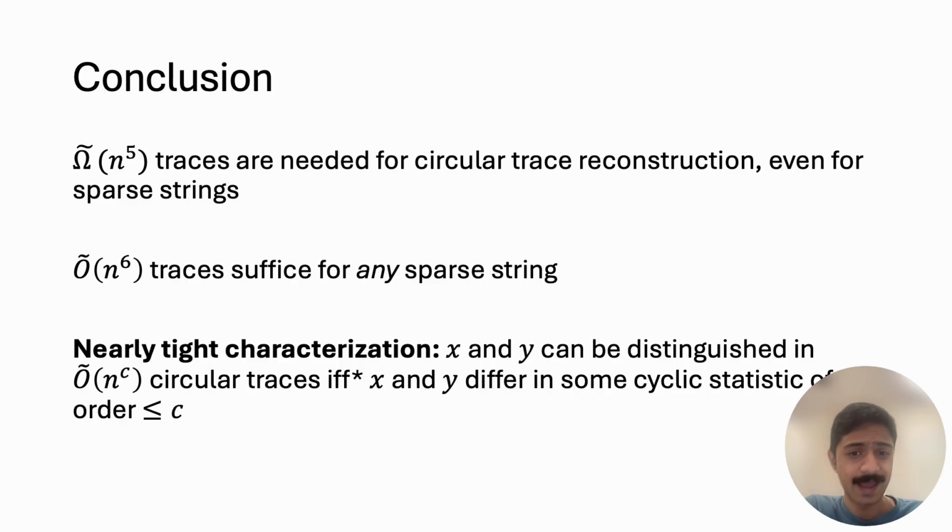which is that x and y can be distinguished in O of n to the c circular traces if and only if x and y differ in some cyclic statistic of order at most c, where the asterisk comes from the requirement in the lower bound that x and y be permutations of each other. It's not entirely clear whether this requirement can be removed or not.